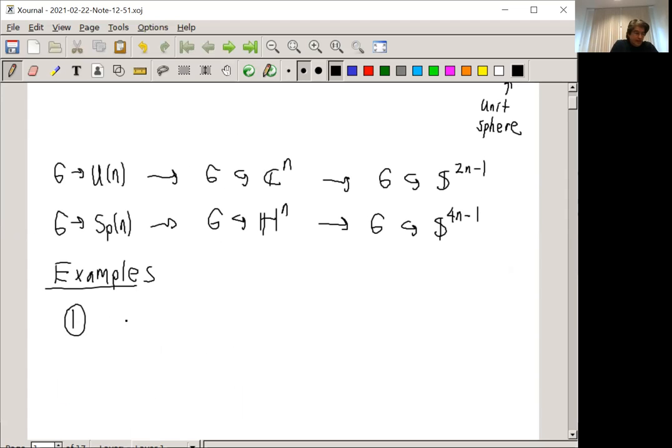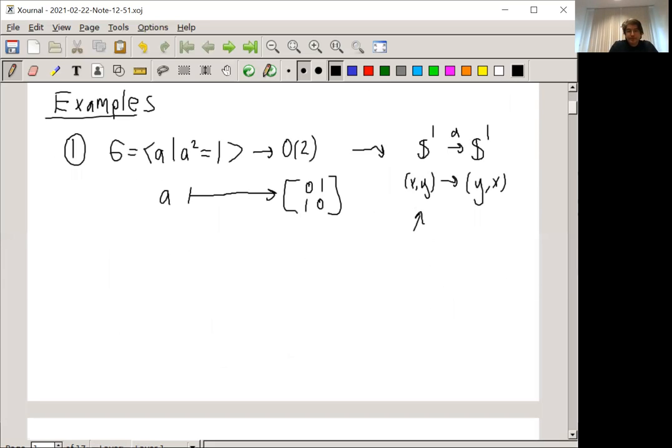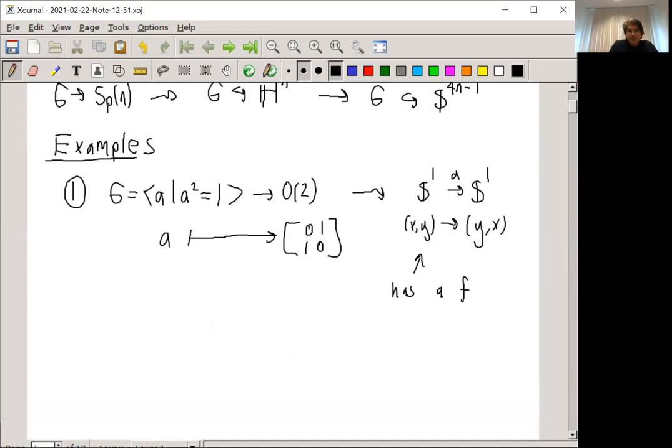Okay, examples. So let's say G is the cyclic group of order 2. So you can send this group to O(2) by sending A to the matrix (0, 1; 1, 0). Now this induces a G action on S^1, sending (x, y) to (y, x). So A here, of course, sends S^1 to S^1. Now, this action has a fixed point, namely the point (1/√2, 1/√2), which is fixed by this action.